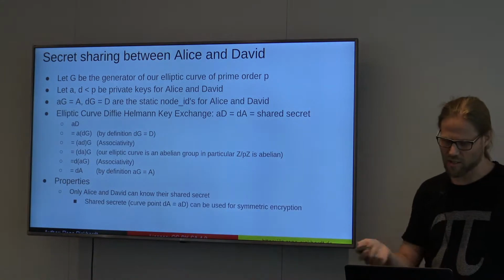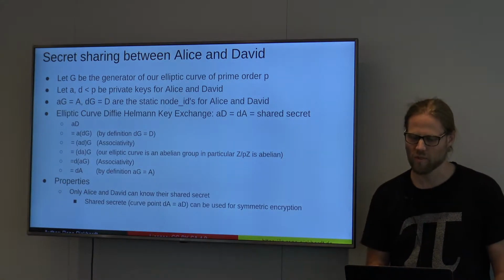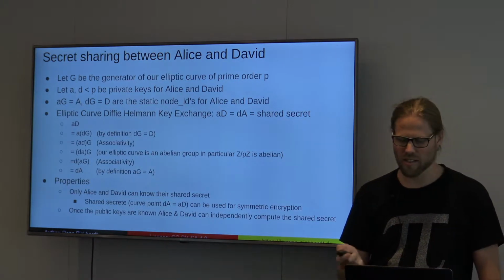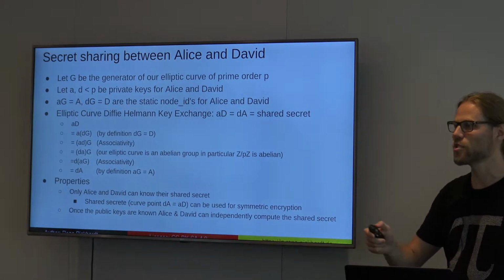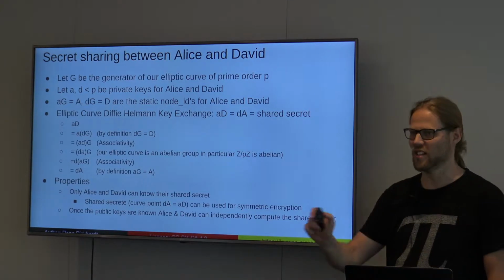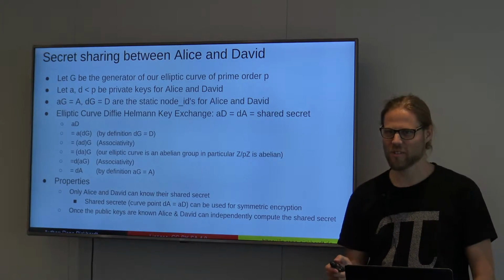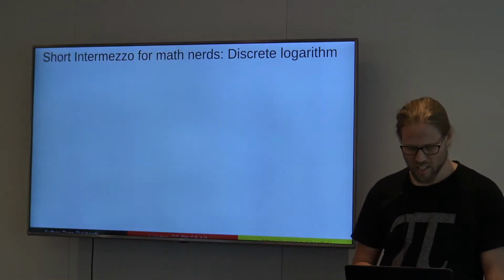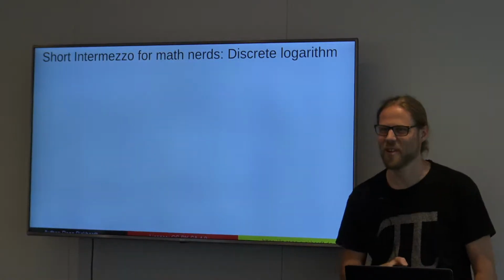And the shared secret, as I said before, can be used for symmetric encryption then. And once the public keys are known, Alice and David can independently compute the shared secret. They don't even have to communicate anymore, which is also extremely cool. Yeah, and that's the second mathematical slide.